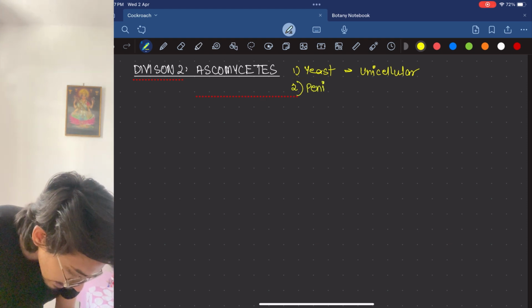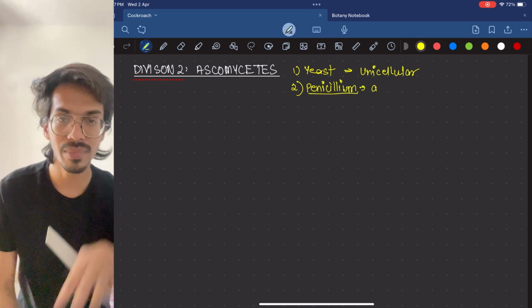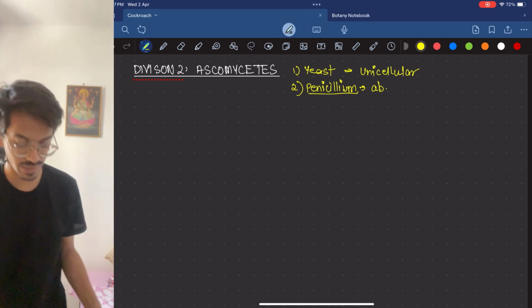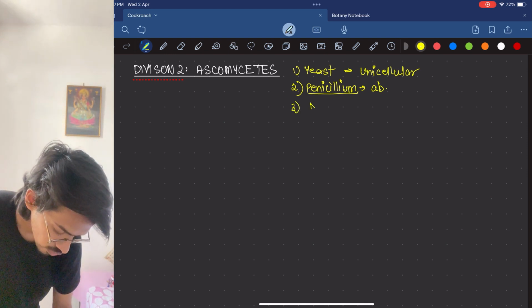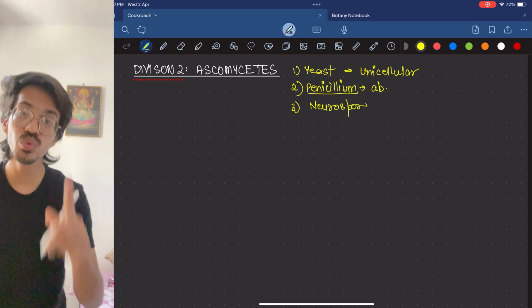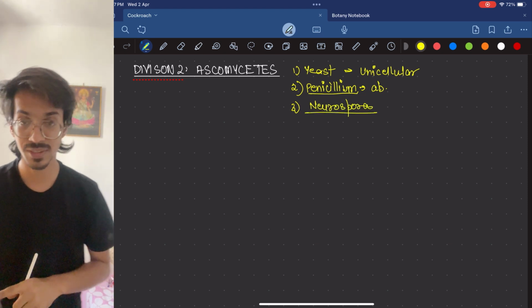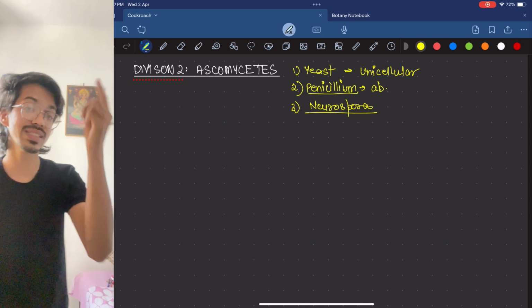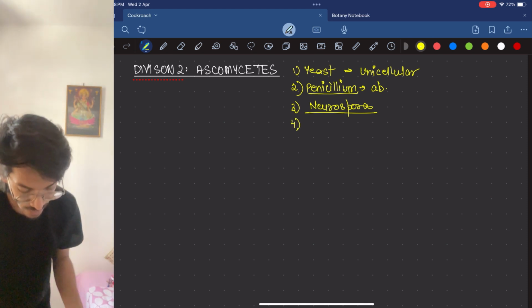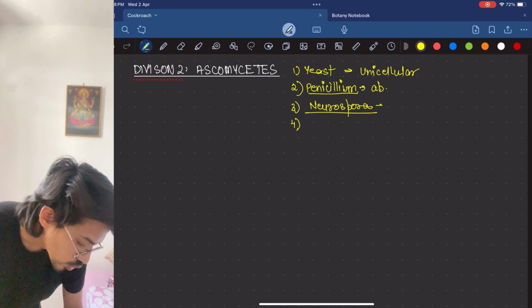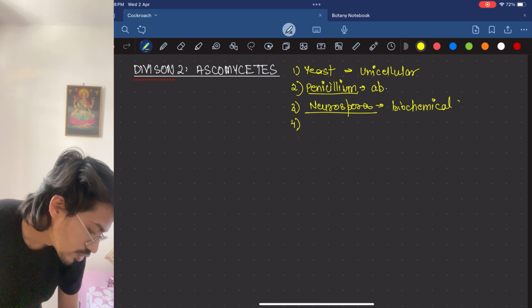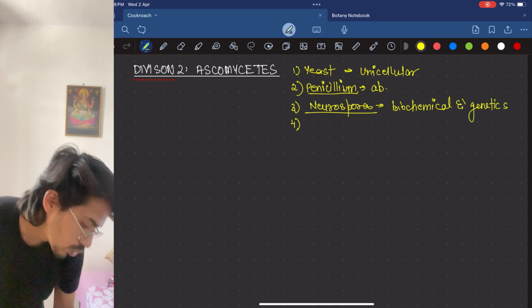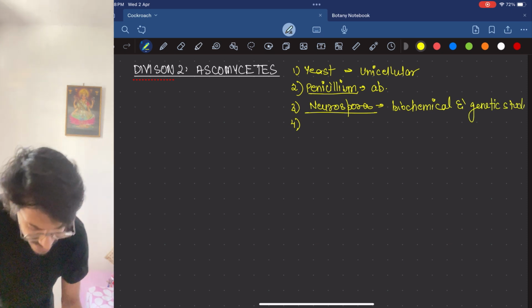So your penicillium is the source of antibiotics. It comes under Penicillium notatum. Penicillin is being secreted by it. Then we have Neurospora. Neurospora is highly used in biochemical and genetic studies. Very important, you have to remember it. This has been in the PYQs a lot of times. So Neurospora is useful in biochemical and genetic studies. Moving on to the next one, Claviceps.